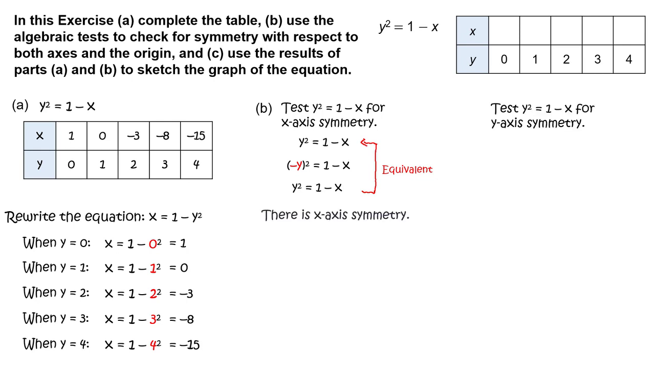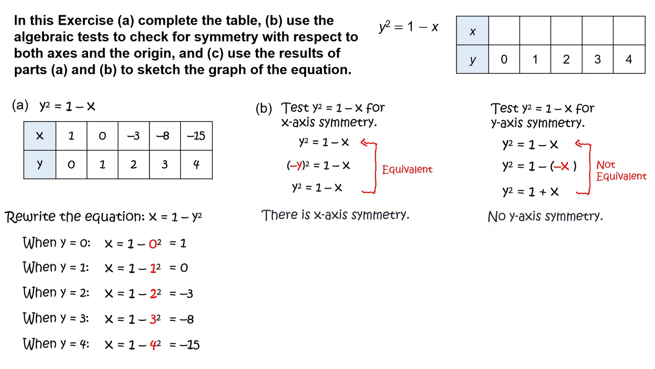Test y squared equals 1 minus x for y-axis symmetry. First, write y squared equals 1 minus x. Next, substitute negative x for x. Simplify to get y squared equals 1 plus x. Note the resulting equation is not equivalent to the original equation, so there is no y-axis symmetry.